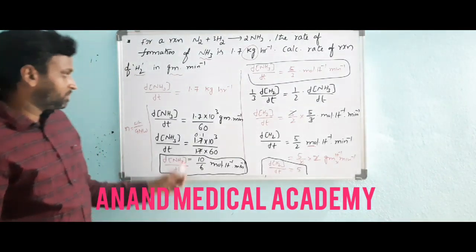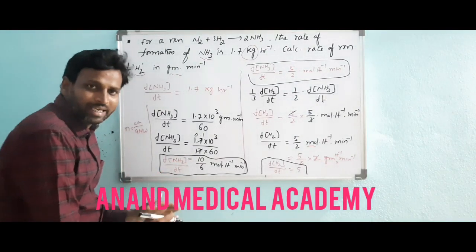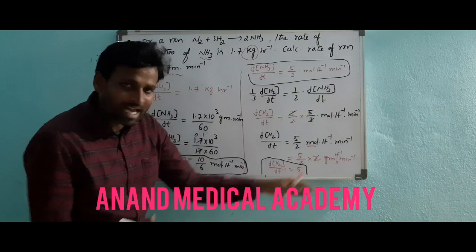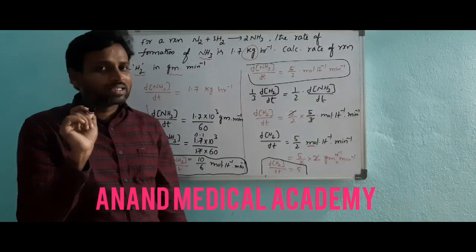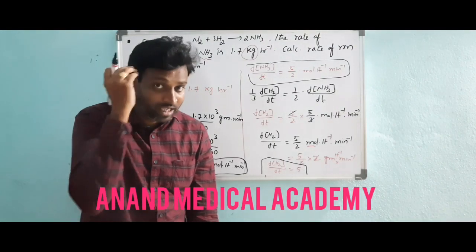Very simple, sir. Grams converted to moles means divided by the gram molecular weight. Moles converted to grams means multiply with the gram molecular weight. This is the last and final. I am stressing this one. You have to keep it in your mind.